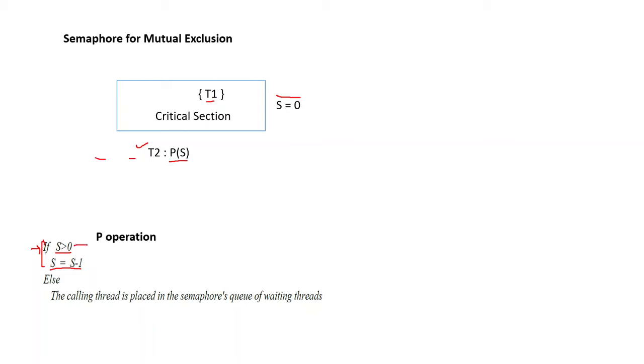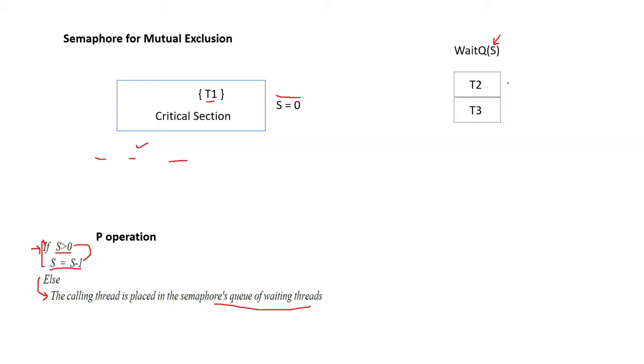So this if condition fails. Now it has to execute the else part, which says that the calling thread is placed in the semaphore's queue of waiting threads. Now what happens is a waiting queue, say wait queue S, associated with semaphore S is created, and this process T2 is added to this queue, and T2 is blocked. That is, T2 cannot further execute any line of code, and T2 is waiting to enter into the critical section.